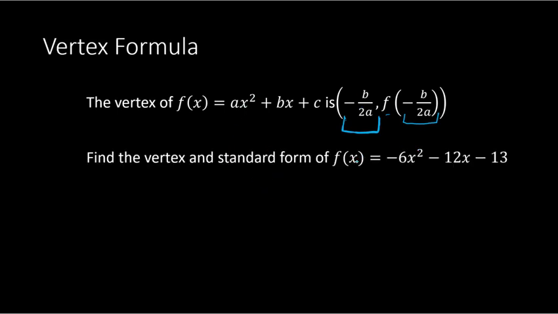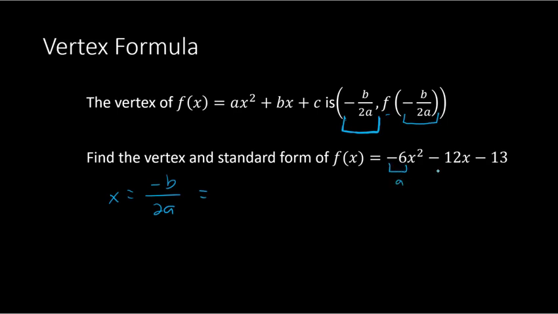So what does this look like? Well, what if we had f of x equals negative 6x squared minus 12x minus 13? So to find the x value, we can do x equals negative b over 2a. All right, so that's going to be your equation. And the negative doesn't matter if it goes with the b or on the outside. That doesn't make a difference.